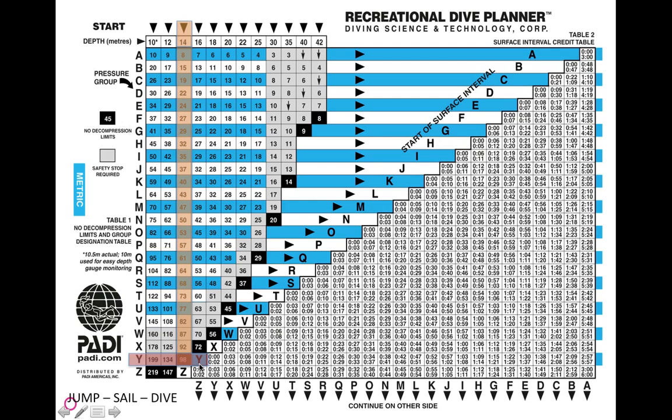Now, if you fall in a pressure group of W or X, that means we have to have a minimum surface interval of an hour after that dive. If you fall in Y or Z, you have to have a minimum surface interval of 3 hours. So because we've pushed the limits of the table a bit there, if we plan to do a third dive today, we'd have to wait 3 hours before we could actually dive.